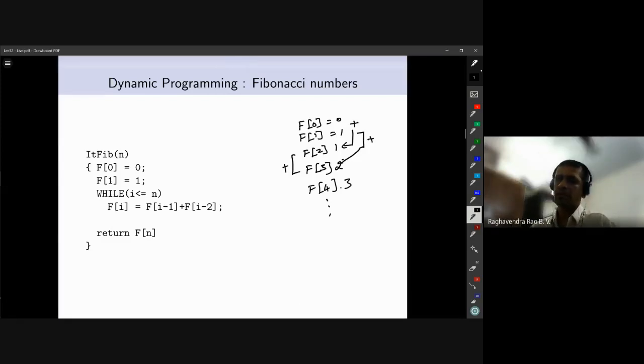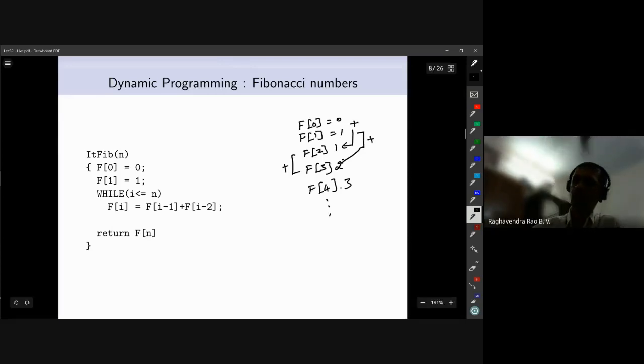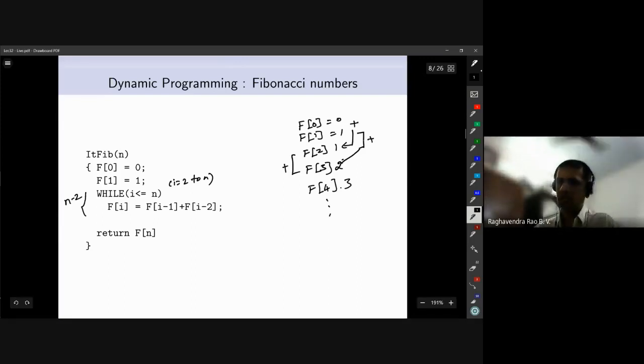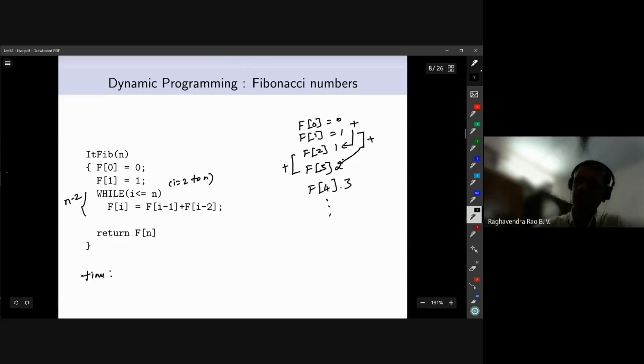So what is the complexity of this procedure? You need to run the loop from i equal to 2 to n. So the number of iterations is n minus 2, and you are doing one arithmetic operation, addition. So the time is order of n arithmetic operations.